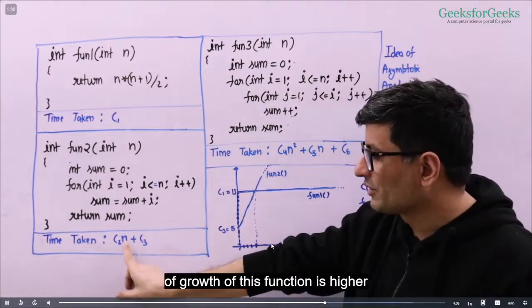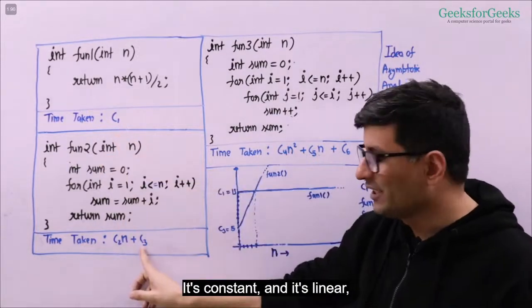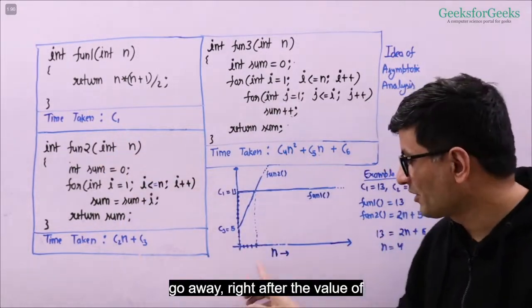of growth. Because the order of growth of this function is higher and this function is lower, it's constant and it's linear, right? The machine specific things go away, right? After the value of 4.